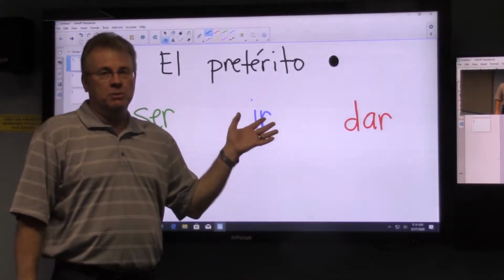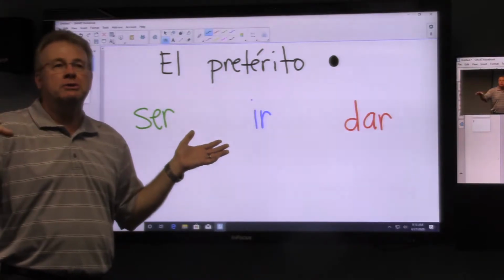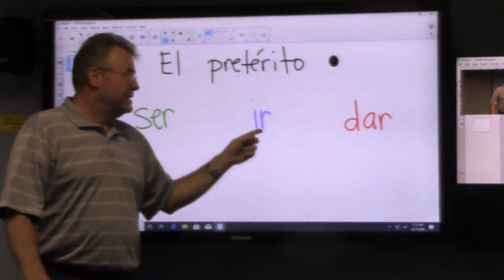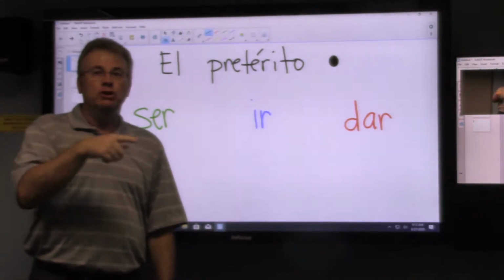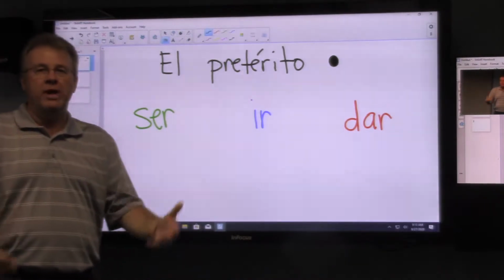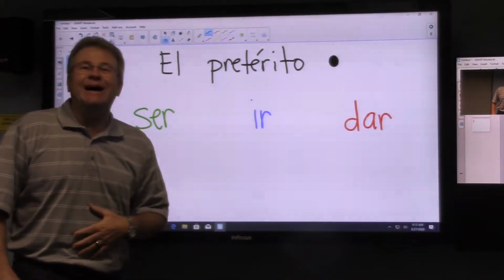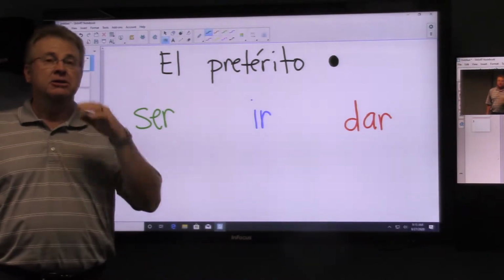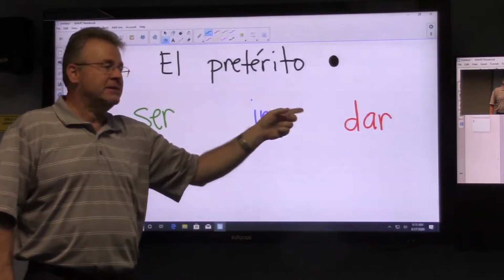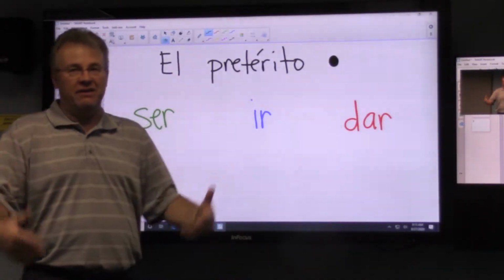The verb ir, you remember cómo se dice ir en inglés? To go, that's an easy one to remember. And again, in the present tense, I go, you go, he goes, she goes, we go. Now, we're in the preterite tense, past tense. This would be like I went, you went, he, she went, we went, they went, okay? And then last but not least, the verb dar. You remember, ¿cómo se dice dar en inglés? To give, to give. So again, in the preterite tense, the past tense, I gave, you gave, he, she gave, we gave, they gave, okay?